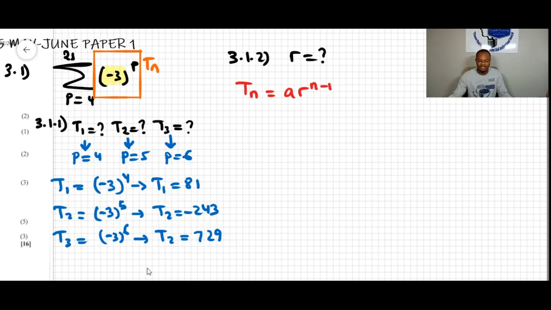Now I can notice that comparing this to Tn, which is equal to -3 to the power of p, r here is just -3. It's the part that has the exponent, and p is like n-1, and a is just 1. There is an invisible 1 in front of the r. So it's 1 times -3 to the power of p. a is equal to 1, r is -3, and p is n-1. So therefore, r is just -3. That's the value of r.